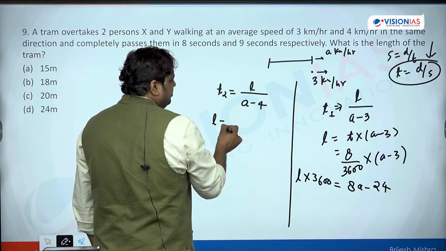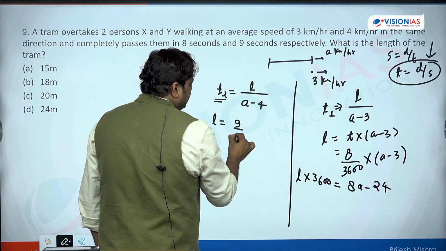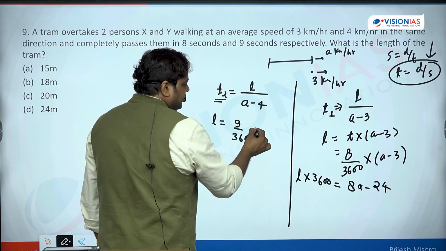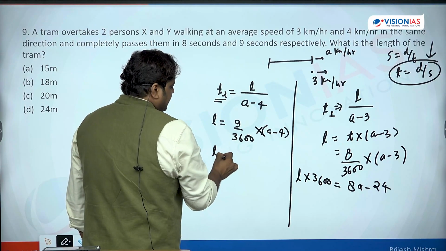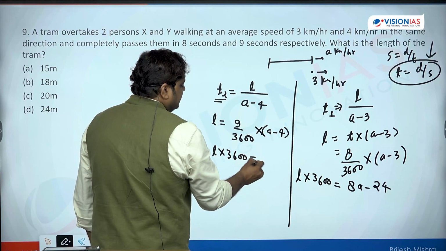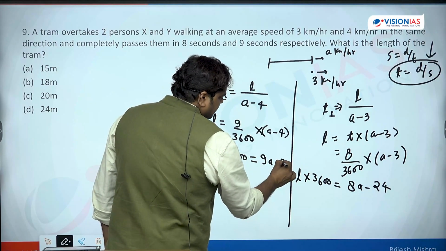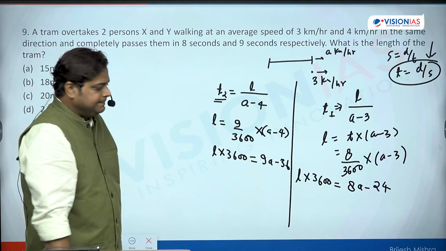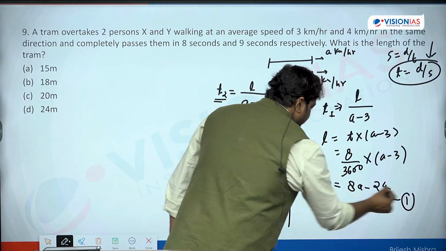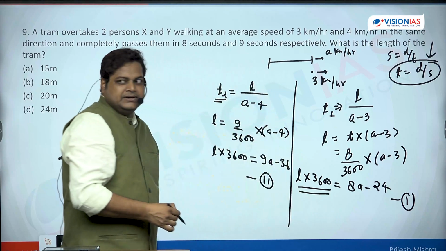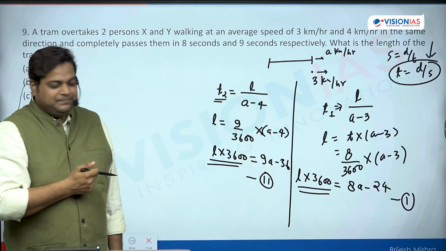So L is what? T2 is what? 9 seconds. 9 by 3600 hours into A minus 4. We can write L into 3600. That is equal to what? 9A minus 36. This we can write. See this equation 2, equation 1. This is the same. Or L also we can write, the length is same.